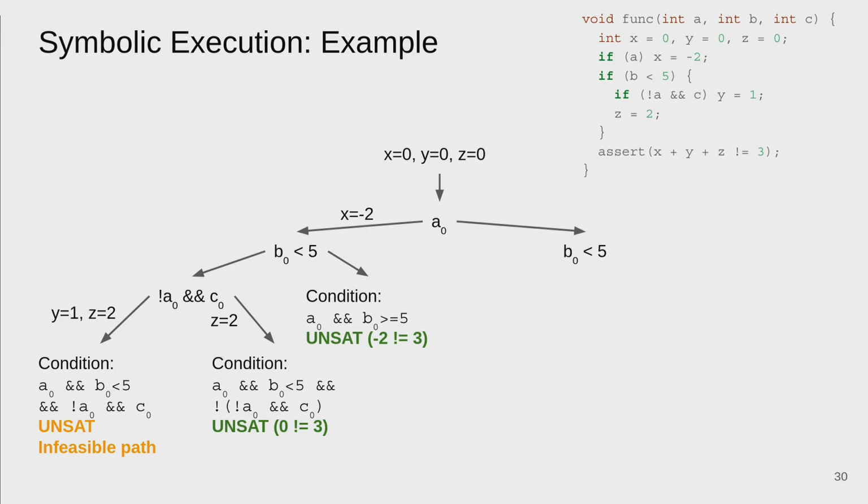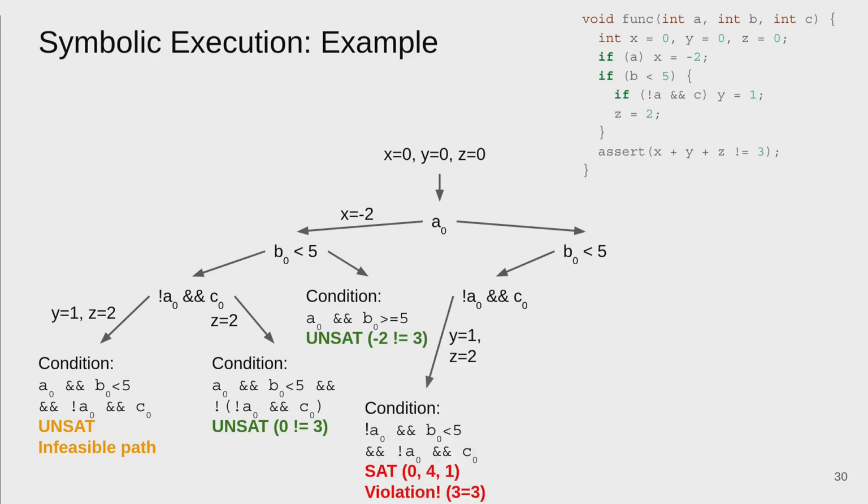So now a is false and x hasn't been set, so x remains 0. We go this path and collect the condition not a and b smaller than 5 and not a and not c. This gives us a satisfying assignment of 0, 4, and 1. For example, here the SAT solver picks some values that fit and gives us the value where 3 equals 3, and we have a violation of the assertion that we looked at. So we found one bug in this program where we can violate the assertion.